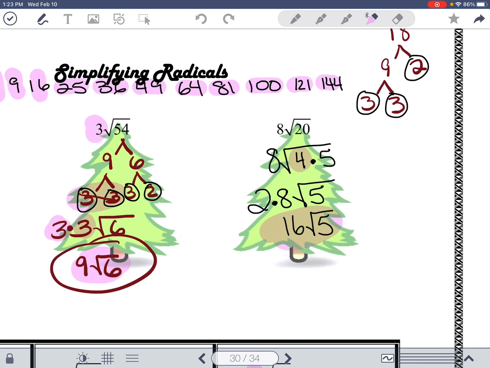So let's look at 8 radical 20. 8 times radical 20. Well, if we break down radical 20, it's 4 times 5. 4 is a perfect square. The square root of 4 is 2. That's why we bring out a 2 here, and we multiply it to the 8 and get 16. So our final answer becomes 16 radical 5. The 5 stays under the radical symbol. It doesn't have another 5 to be paired up with, and it's prime. So just leave it there.